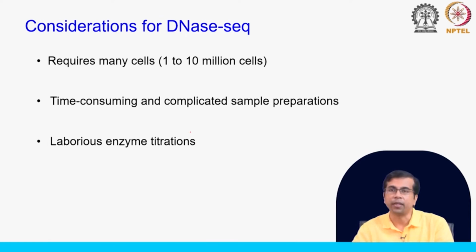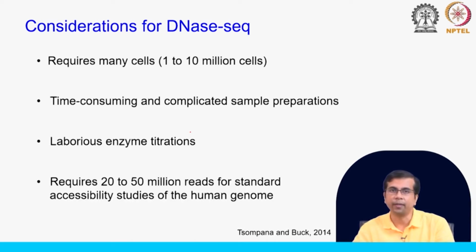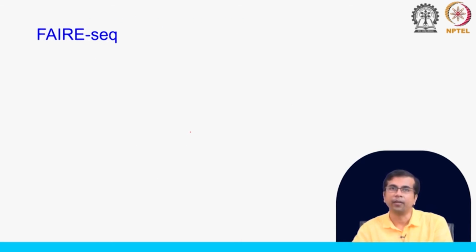Again, you have to do the enzyme titration, how long you want to digest, and what the concentration of enzymes should be. You also need about 20 to 50 million reads for standard accessibility studies of the human genome. So, this number is slightly less than MNase-seq.